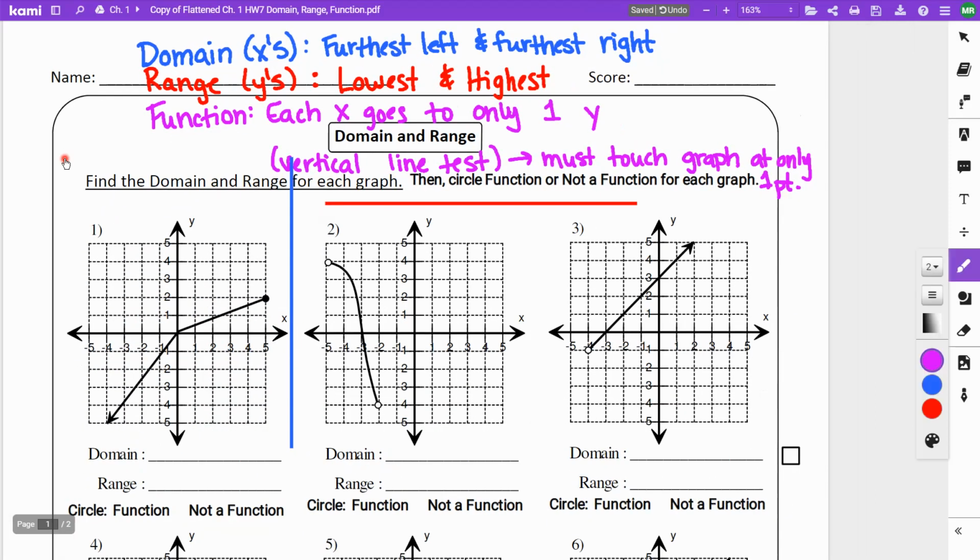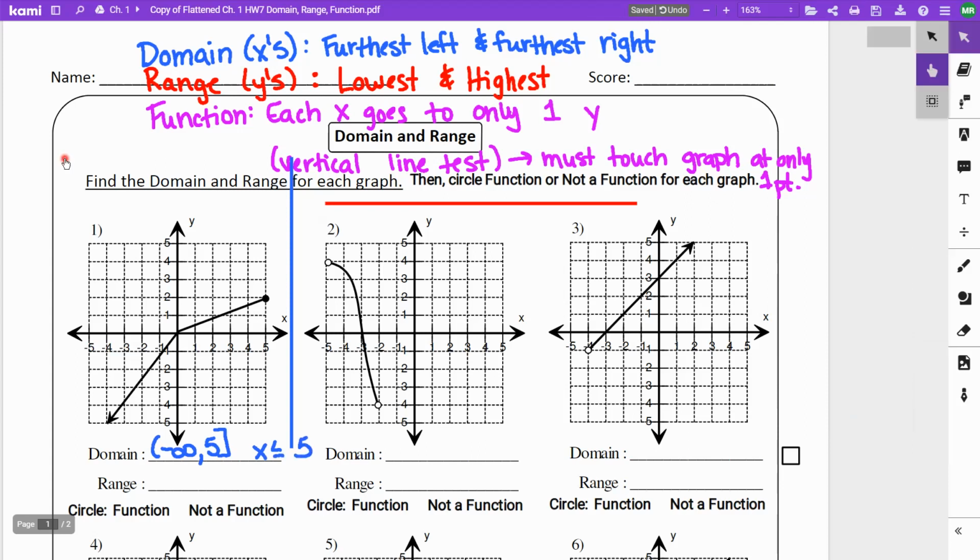So I am going to write open bracket, negative infinity to 5, close bracket. If I'm going to do it as an inequality, I'm going to say x is less than or equal to 5. That's how I would write it. Also, I saw that this is a function.